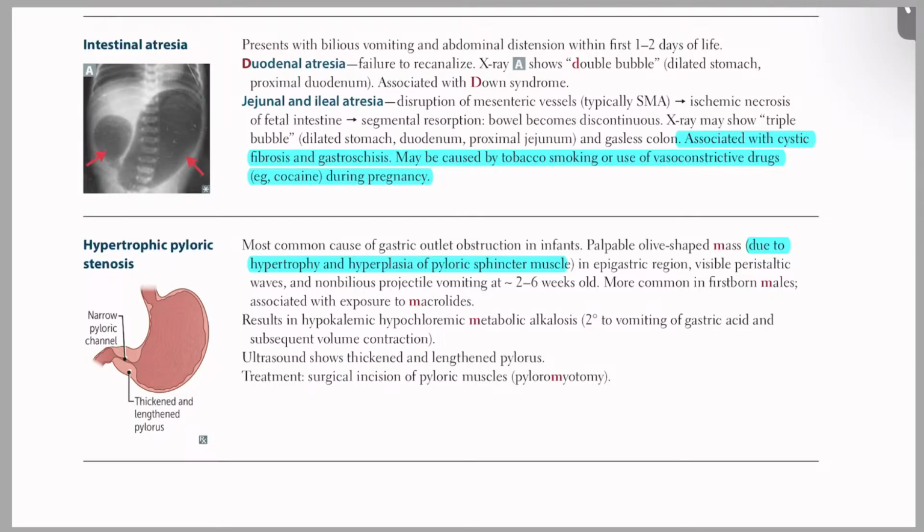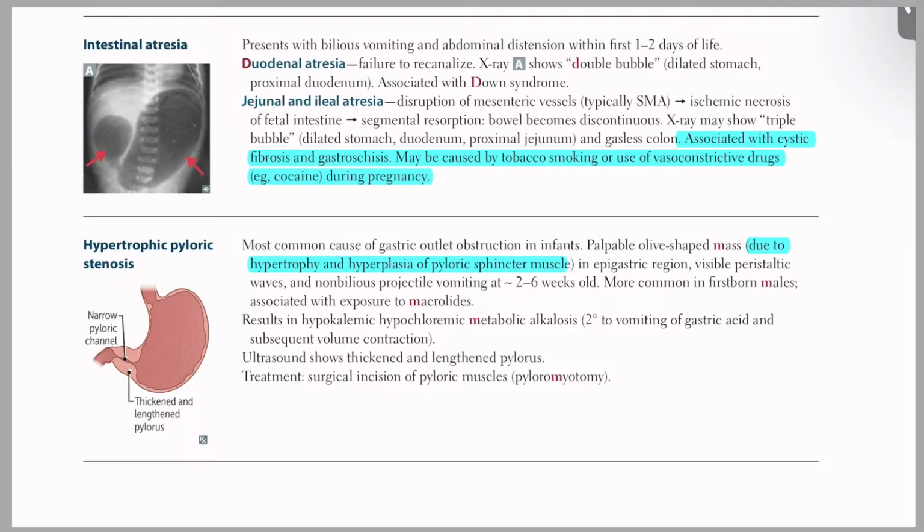Hypertrophic pyloric stenosis, narrow pyloric channel, thickened and lengthened pylorus. Most common cause of gastric outlet obstruction in infants, with a palpable olive-shaped mass due to hypertrophy and hyperplasia of pylorus sphincter muscle in epigastric region, visible peristaltic waves, and non-bilious projectile vomiting at 2 to 6 weeks old. More common in firstborn males, associated with exposure to macrolides.